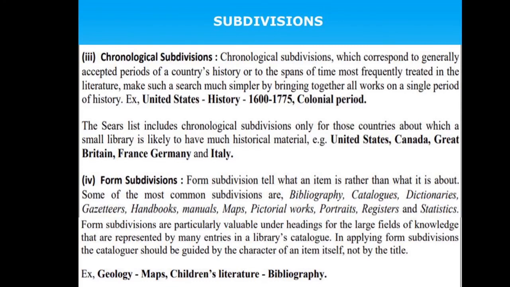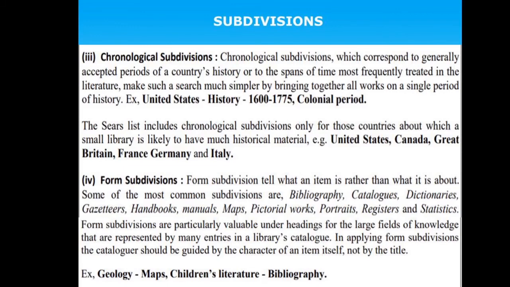See here, one limitation is there in LCSH. It includes chronological subdivision only for countries which have a good amount of historical material, for a library to have much historical material. Okay, not for all: United States, Canada, Great Britain, France and Italy.